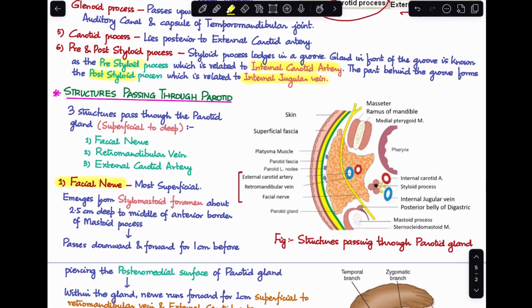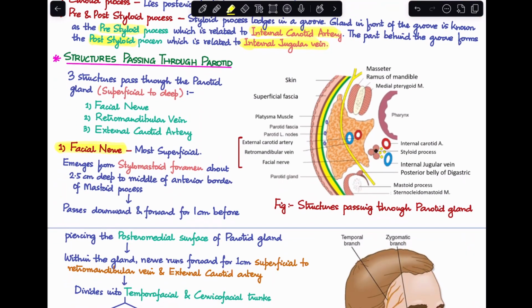Next, let's talk about a very important part, which is the 3 structures which are passing through our parotid gland. Previously, when I was telling you about the 2 lobes formed of the parotid gland, we talked about 3 structures which were passing from superficial to deep. These were a nerve, vein, and an artery. Nerve, vein, artery. So, the nerve is facial nerve, then there is retromandibular vein, and then there is external carotid artery. If you see in our right side image over here, from superficial to deep, first we have the nerve, then we have the retromandibular vein, and then we have the external carotid artery. So these are the 3 structures which form the faciovenous plane of Patey.